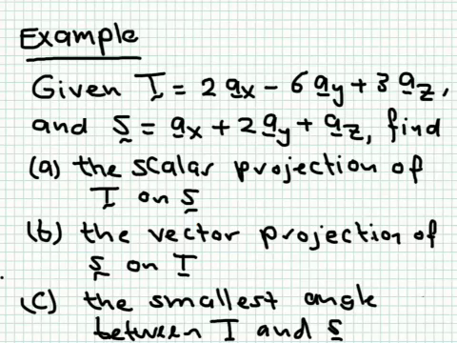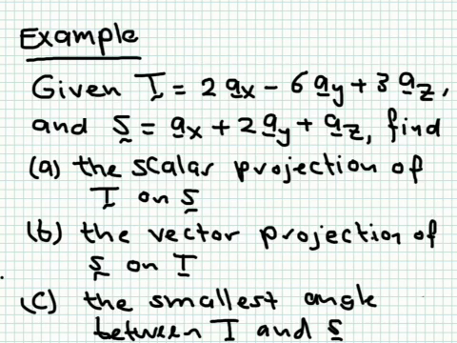We can here take a look at this example. We have two vectors, t is equal to 2ax minus 6ay plus 3az, and the vector s, which is ax plus 2ay plus az. We would like to know the scalar projection of t on s. So if we project t on s, what is the length of that projection? It's a scalar, it's a number. The vector projection of s on t: if we project s on t, what will be that new vector? It's not really the length, it's now the vector itself. And what is the smallest angle between t and s? Again, we explained this in the previous part.